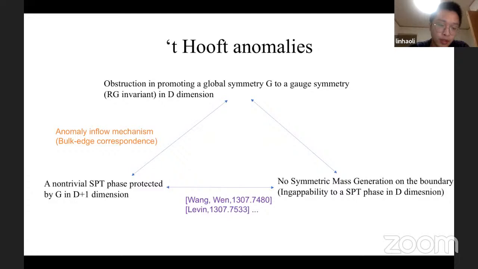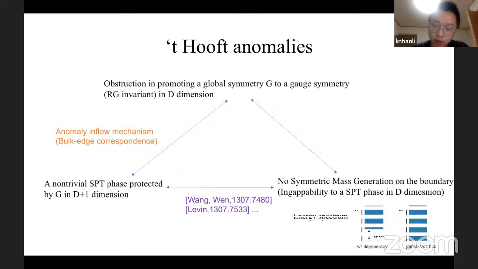Moreover, a non-trivial SPT phase also suggests that its boundary cannot admit a symmetric mass generation. In other words, this anomalous boundary theory has an inability to be deformed to a gapped phase with a unique ground state. Therefore, there are only two possibilities for its energy spectrum. One is gapless, and the other is gapped with non-trivial ground state degeneracy. This relation was discussed in the papers by Juven, Wen, and Levin about 10 years ago.